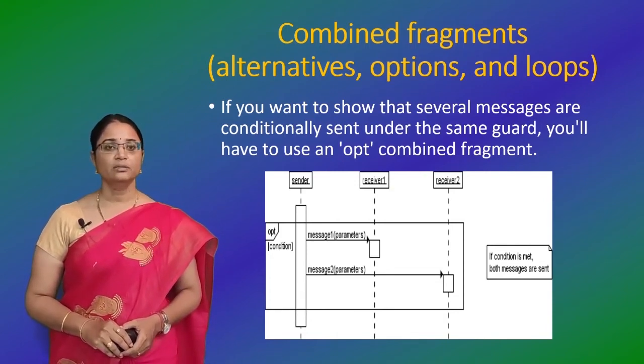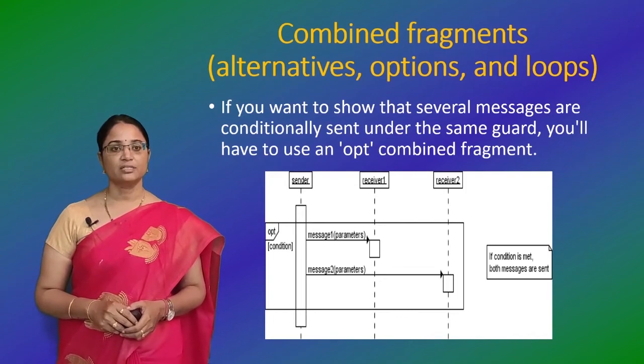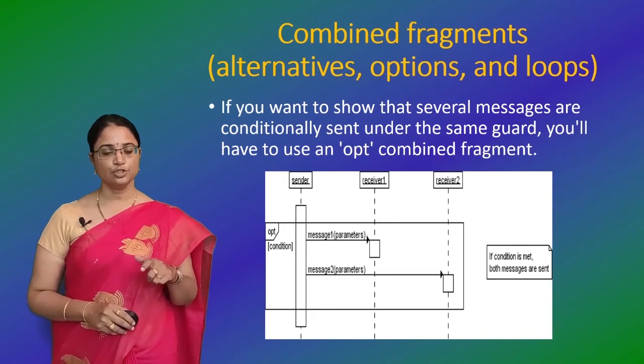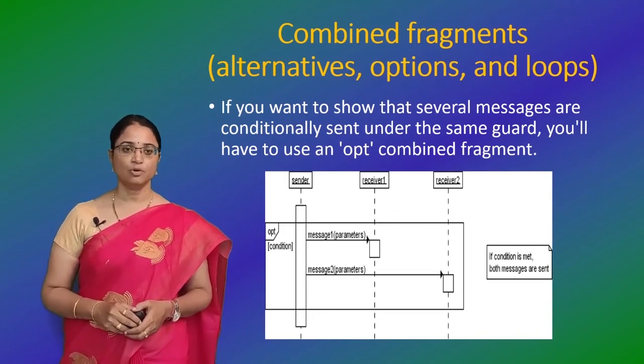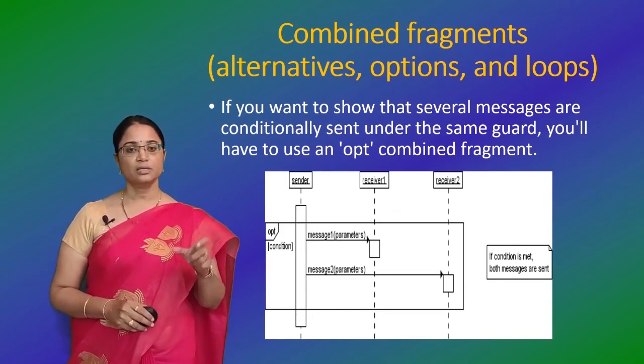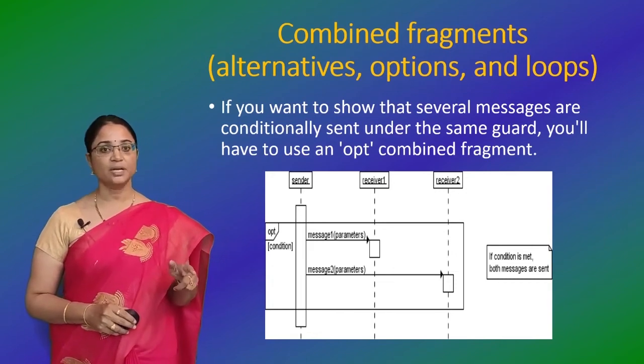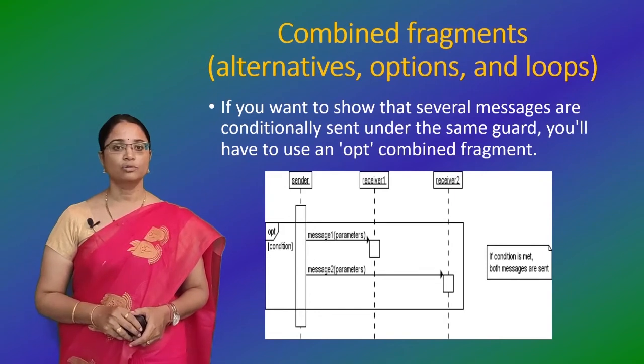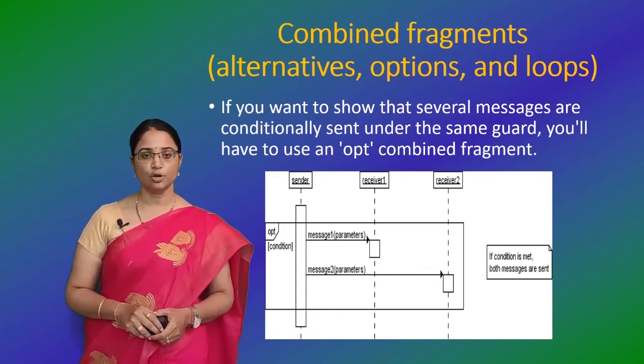we are having some sender, receiver 1 and receiver 2, and we are having some message fragments, and they are shown in a rectangle, and we are having some OPT option and some guard condition. If the condition is met, then the messages are sent to all the receivers. So how can that be shown by using the UML diagram?